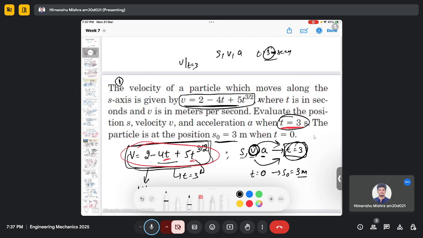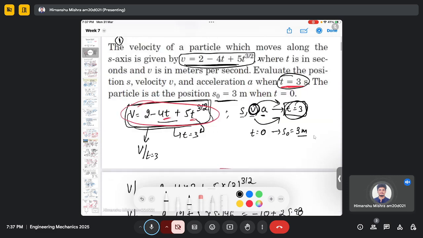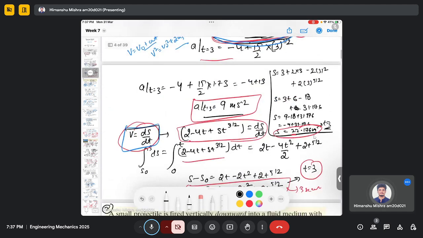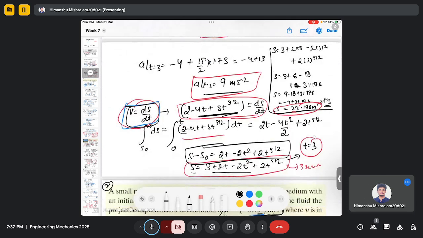Equals 3 seconds. Now if you use this relation ds by dt, you can write this relation as ds equals v dt, and when you integrate it, you can actually get the position expression as a function of time, like here. So you use this relation v equal ds by dt, you integrate this expression, and you get an expression which is a function of time. So at time t equals 3, you actually get the position.